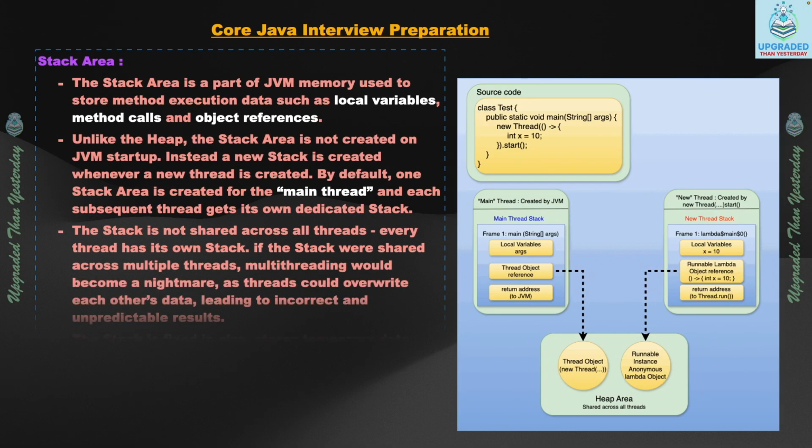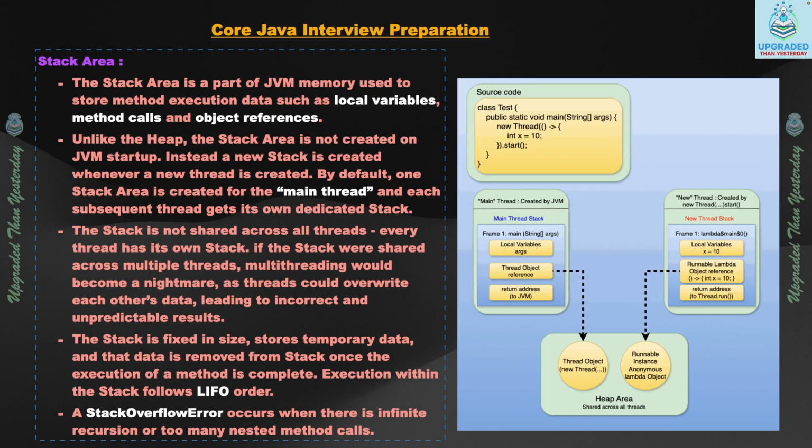Stack area. The stack area is a part of JVM memory used to store method execution data such as local variables, method calls, and object references. Unlike the heap, the stack area is not created on JVM startup. Instead, a new stack is created whenever a new thread is created. By default, one stack area is created for the main thread and each subsequent thread gets its own dedicated stack.